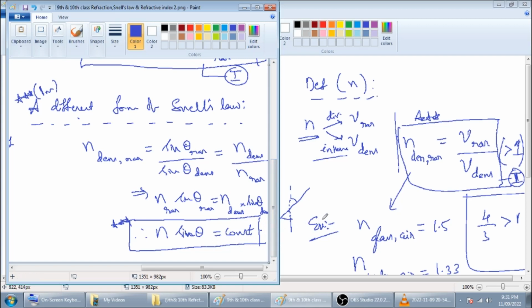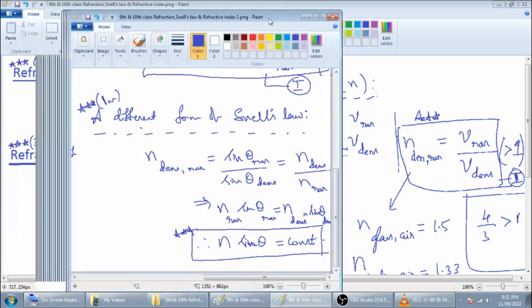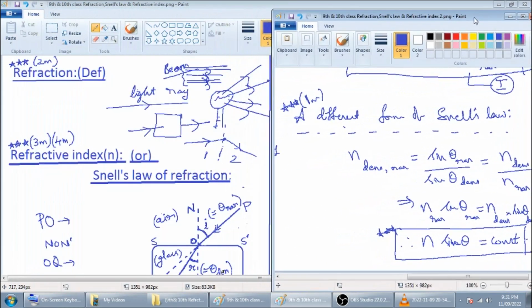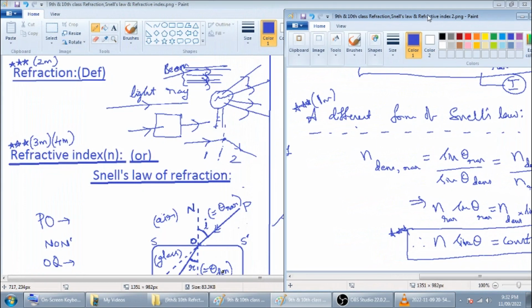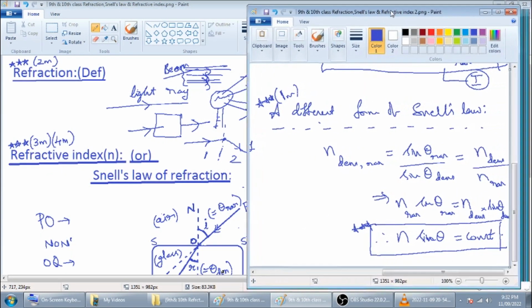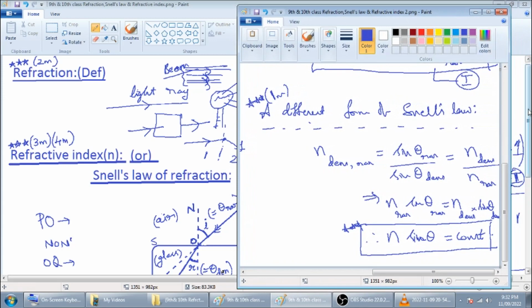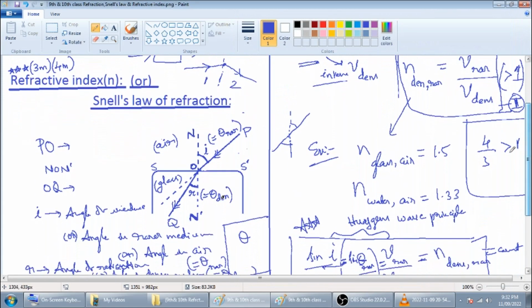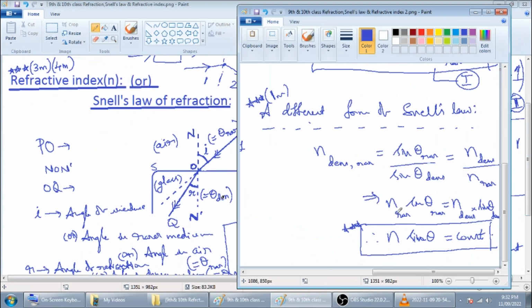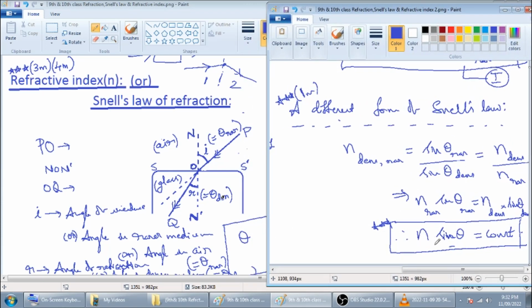It can be understood from the diagram. So now I'll just move this to the side so that the original diagram will be visible. This was the original diagram. See here, this is the result we got, a different form of Snell's law: n sin theta is constant. What is the importance of this? Whenever a light ray is passing from one medium into another medium, n is changing in the two media. n is the absolute refractive index of the first medium and the second medium.